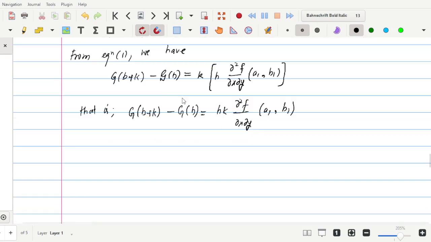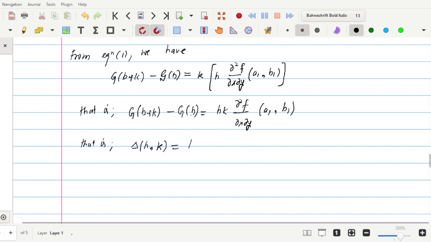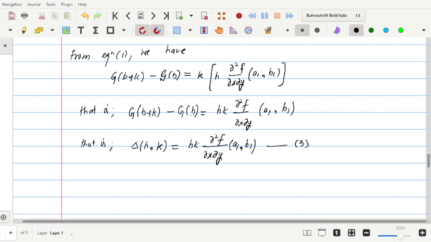But we know the expression on the left hand side, g of b plus k minus g of b, is delta of hk. So this delta of hk is equal to hk times del square f divided by del x del y at the point a1 comma b1. Let's call this equation number 3.